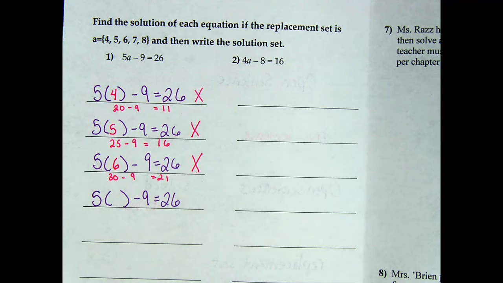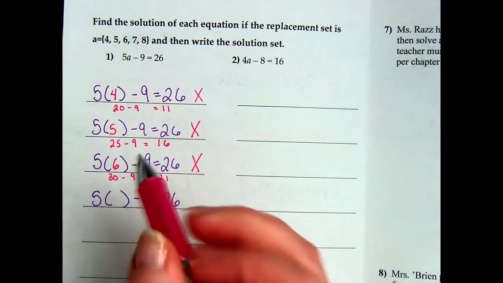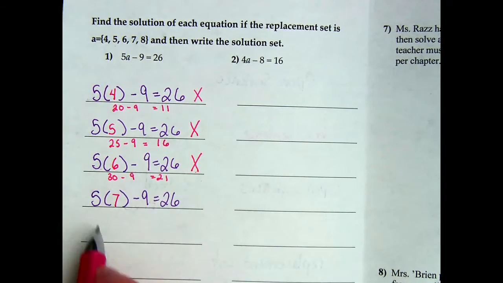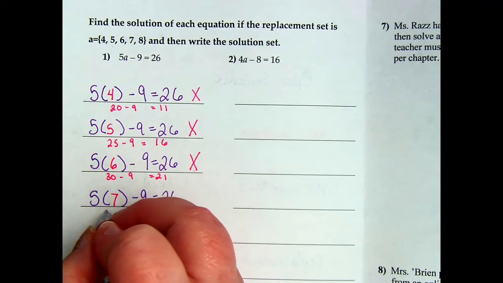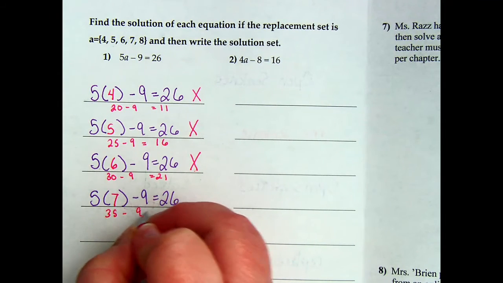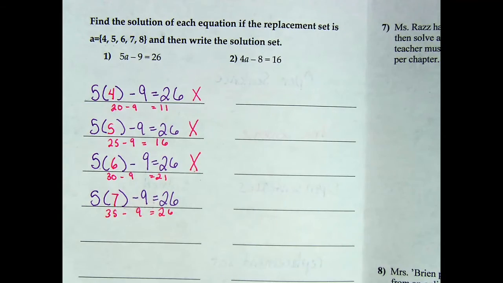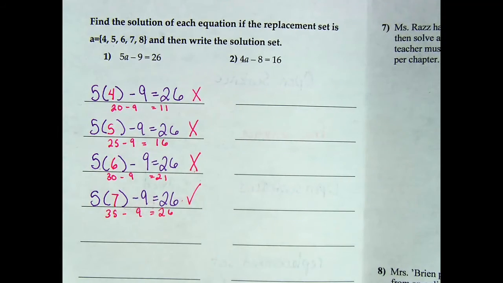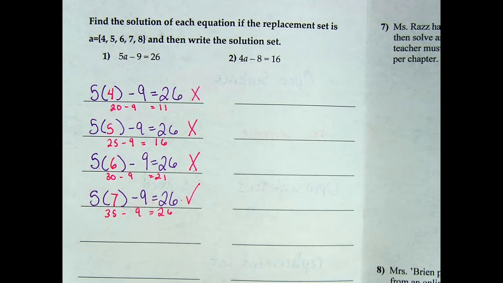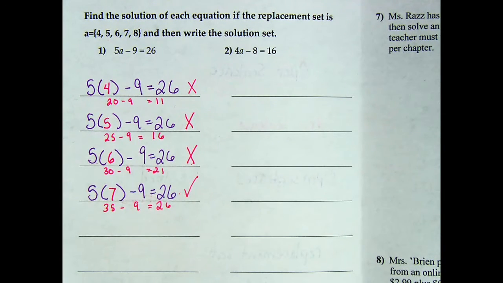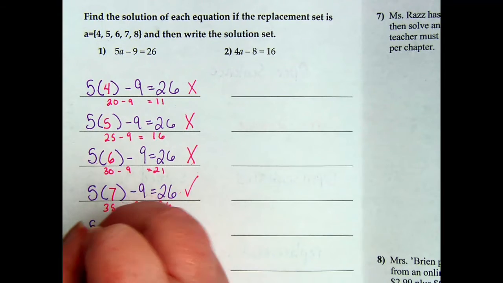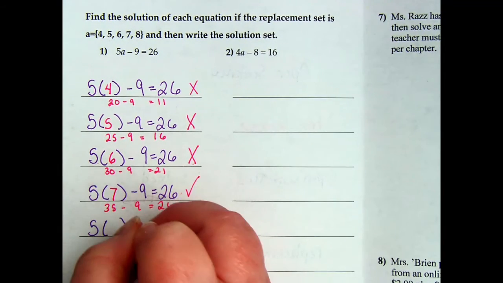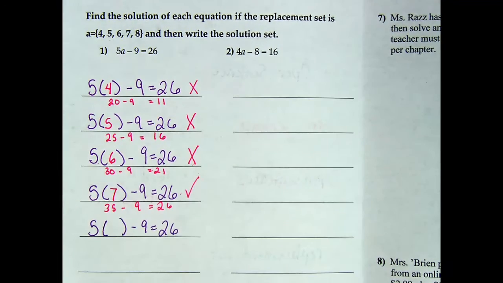My next number in my replacement set is 7. 5 times 7 is 35. 35 minus 9 is 26. My equations match, therefore 7 is a solution to my equation. But I do not stop when I get to a solution. I must keep going, and I must substitute every single number in my replacement set.